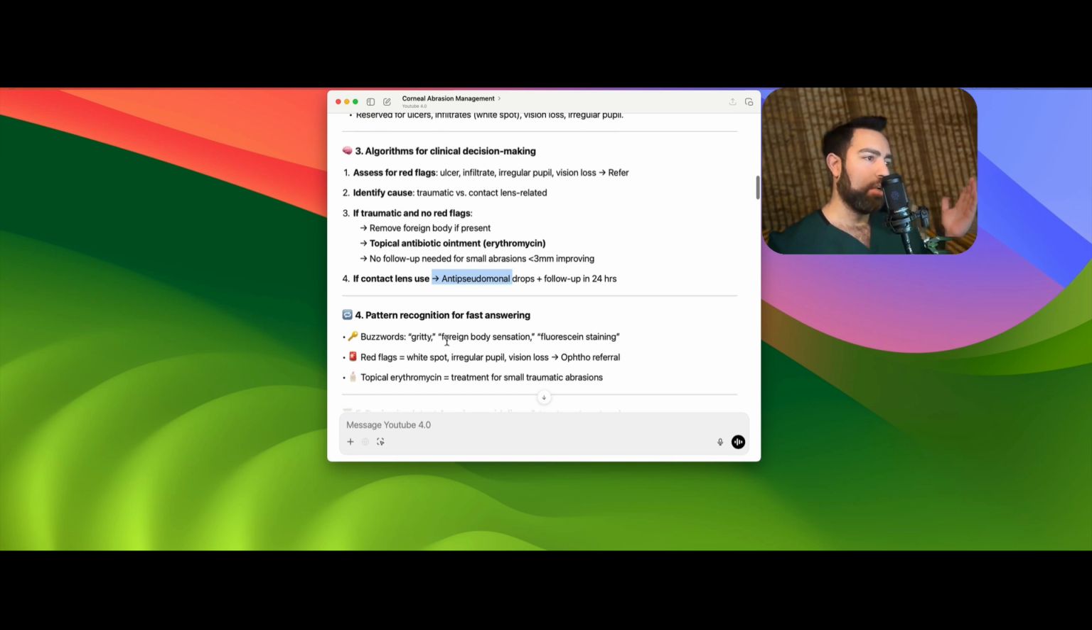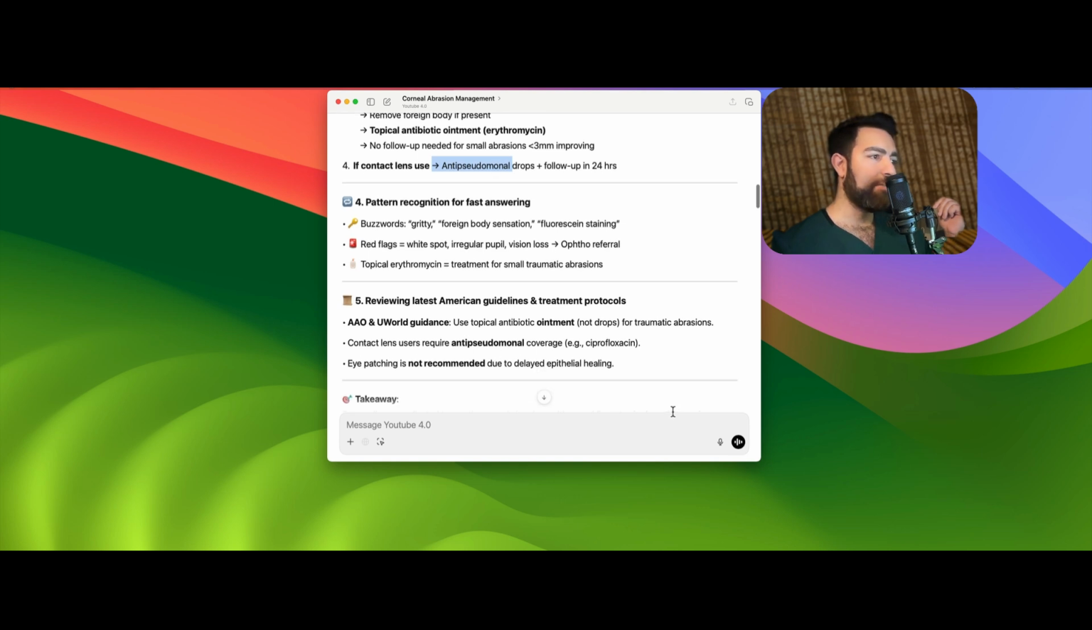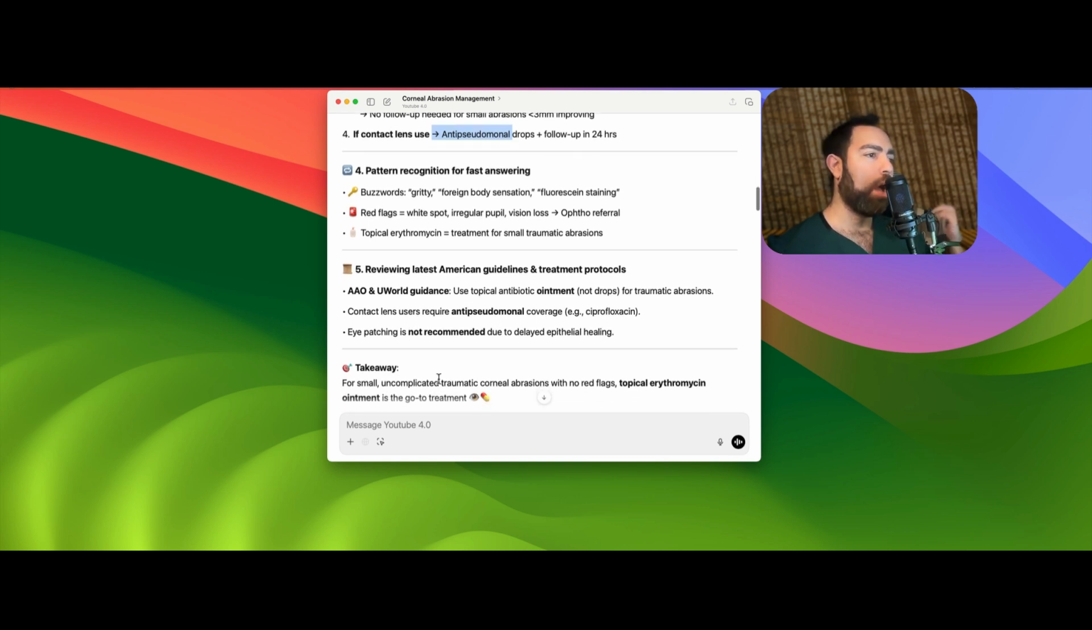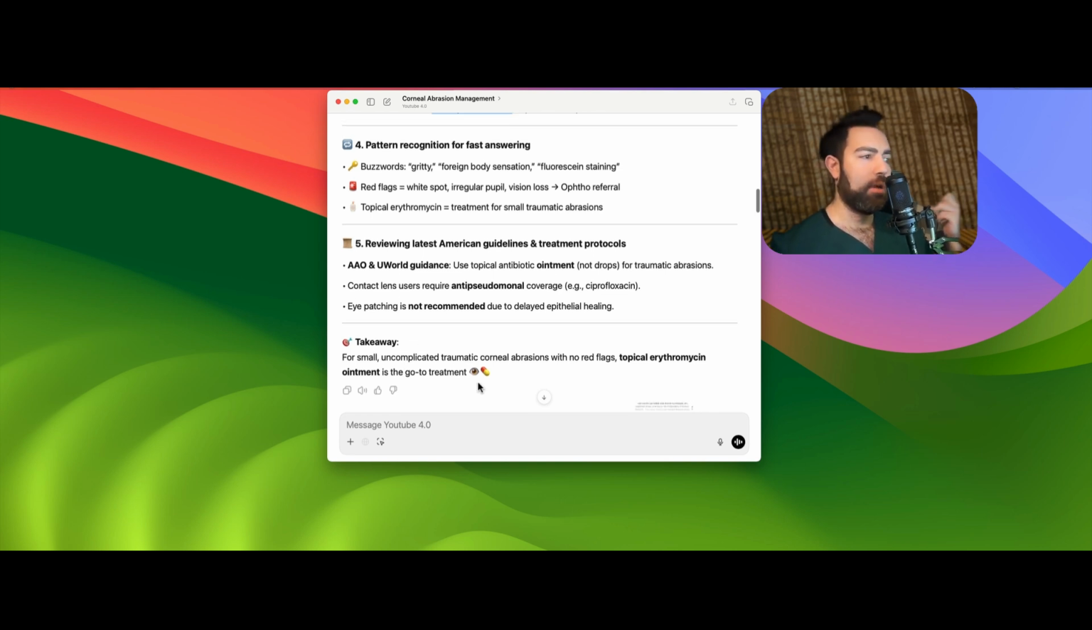Okay, so this kind of goes through the guidelines, and there's also some UWorld guidance and the American guidelines for ophthalmology. They do use topical ointment and not drops. Remember that for traumatic abrasions. Contact lens users require anti-pseudomonal coverage, and eye patching is not recommended. The takeaway point would be for small, uncomplicated, traumatic corneal abrasions with no red flags, topical erythromycin ointment.